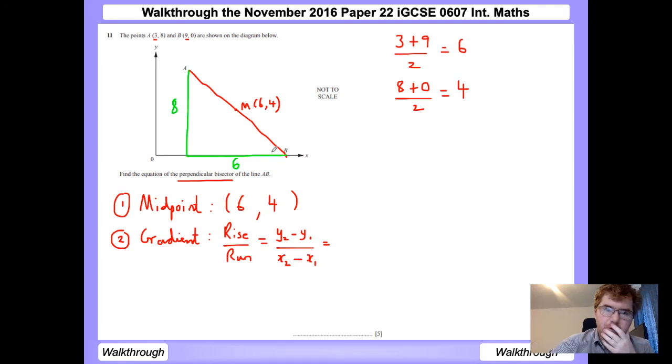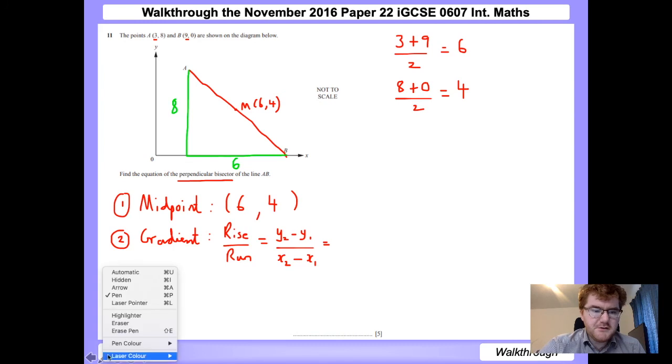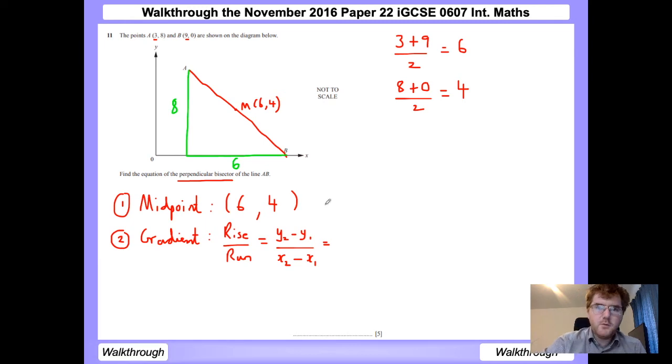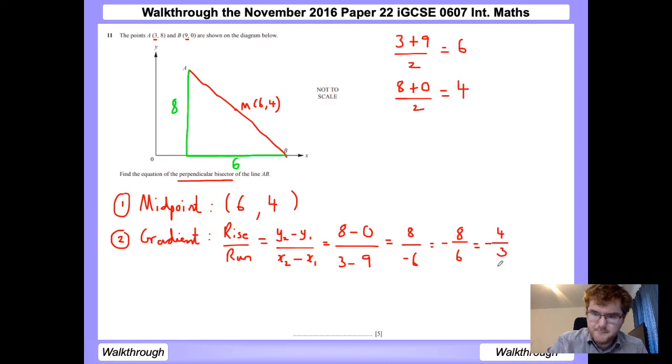Okay, and now we need to work out exactly what the gradient is here. So we can use our formula, or we can use what I've done on the board as well. So if we do y2 minus y1, we can do then 8 minus 0 over 3 minus 9. And so we get 8 divided by minus 6. You can do it the other way around as well. That doesn't matter. And then we get minus 8 over 6, which if we simplify is the same as minus 4/3. Notice you could use this method as well to get to this point.